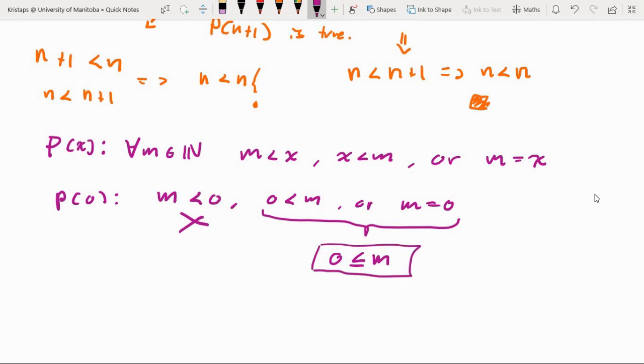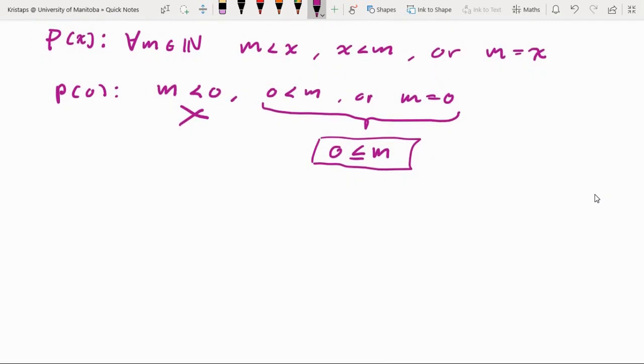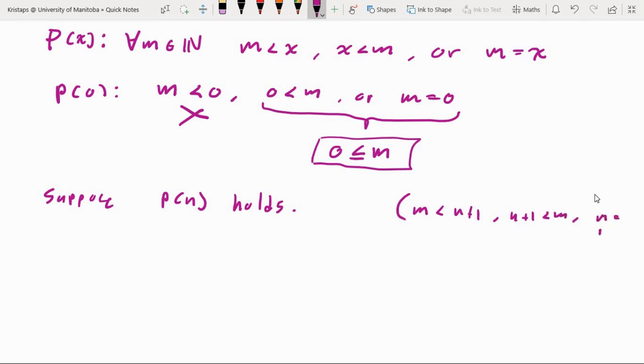So the base case does in fact hold. So we're going to suppose that it's true for P of n, and we want to prove that the statement P of n plus 1 holds. What we want to show is that either m is less than n plus 1, or n plus 1 is less than m, or m is equal to n plus 1.